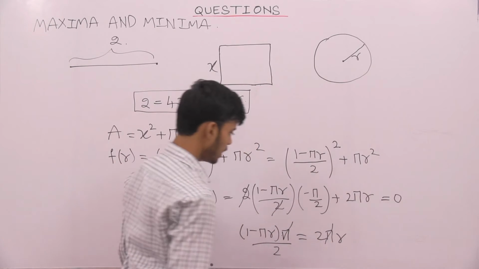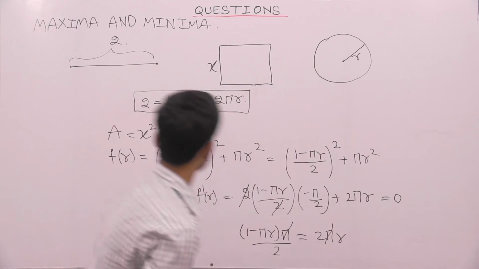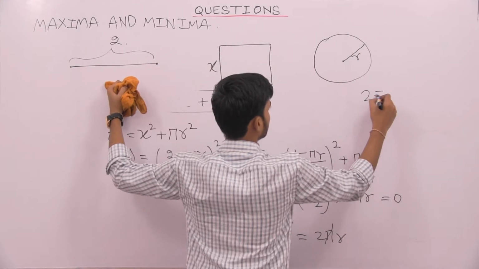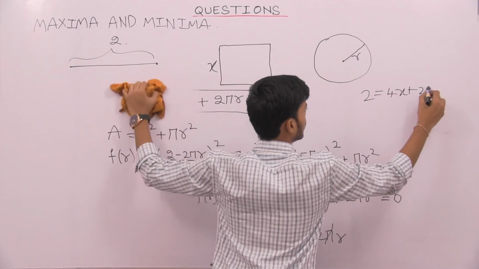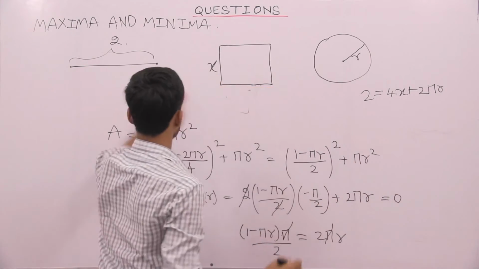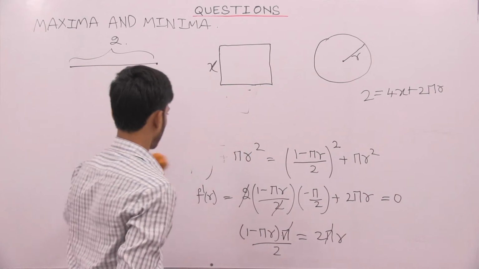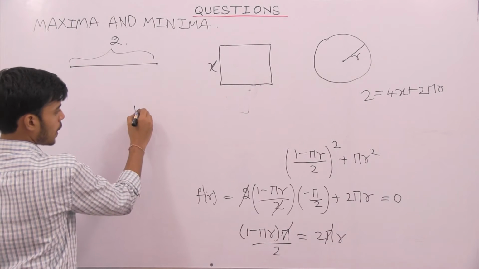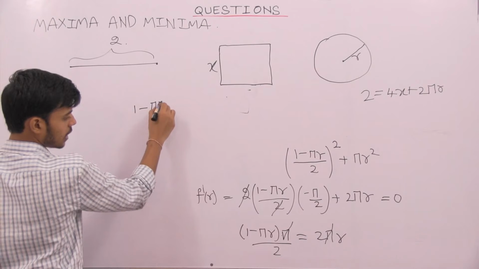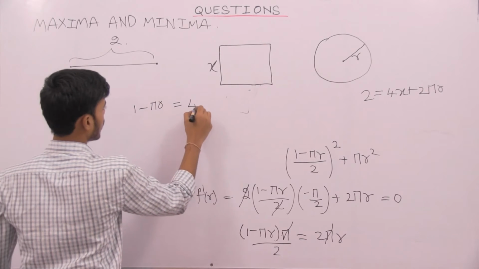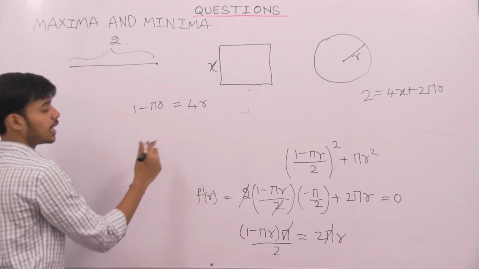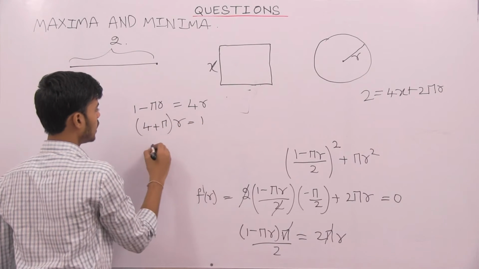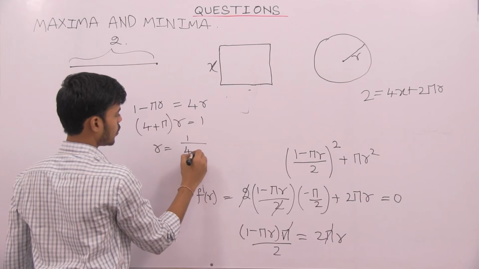Pi can be cancelled, and we have, let's write it over here, 2 is equal to 4x plus 2 pi r. Then we have 1 minus pi r is equal to 4r, and making r the subject, we get 4 plus pi times r is equal to 1. r is equal to 1 by 4 plus pi.